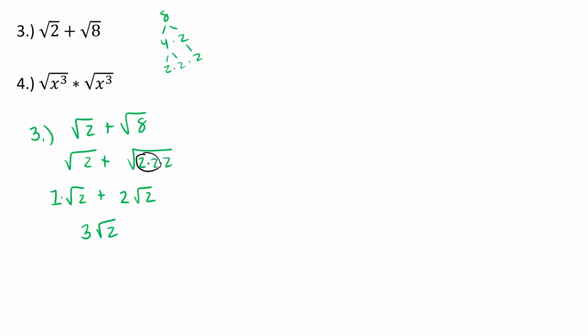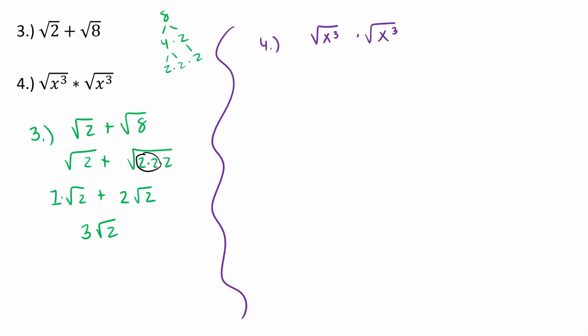Now, on number 4 here, you've got some options for how you'd like to do it. You can multiply and then simplify, or you can simplify and then multiply and then maybe have to simplify again. Kind of up to you. I'm going to go ahead and multiply them and then simplify. So this would be the square root of x to the third times x to the third. And you can do this a couple ways. Honestly, you could do the x to the third times x to the third, which is x to the sixth.